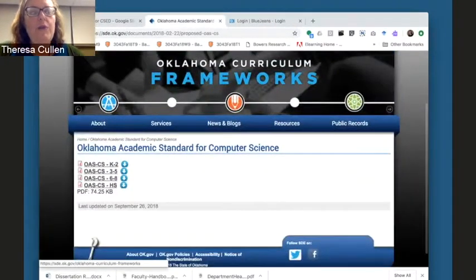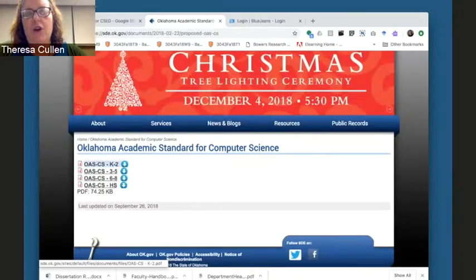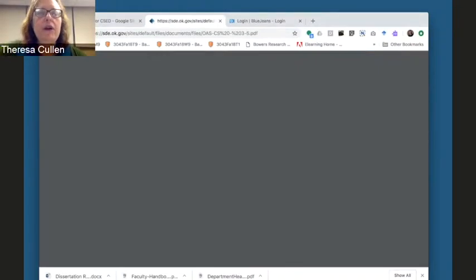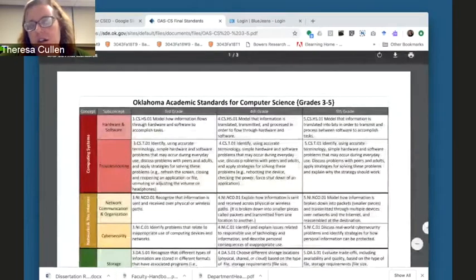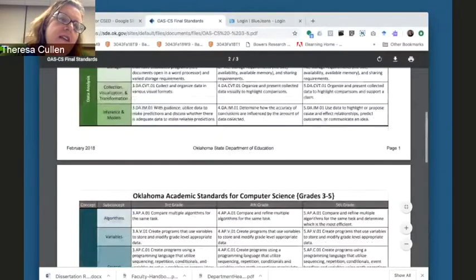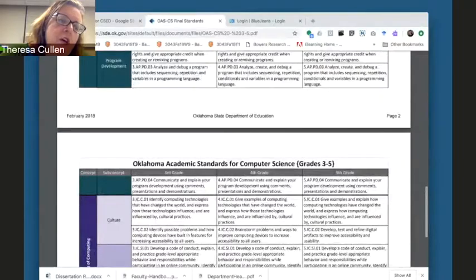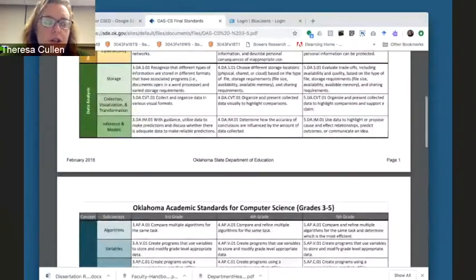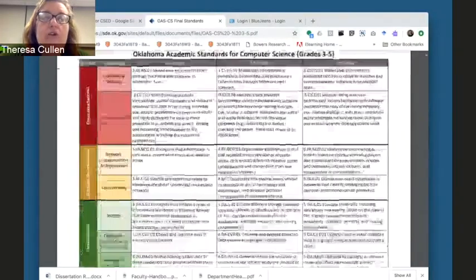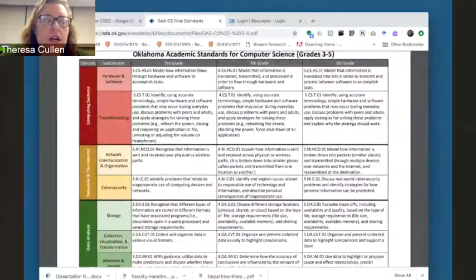What I want to show you is just how accessible these standards are. I copied and pasted some standards for each of the activities, but these are the standards for grades 3 through 5, and it's only 3 pages long. I want you to see the overall larger concepts. We start with computing systems: how do computers work? Then networks and the internet: how does the internet work?